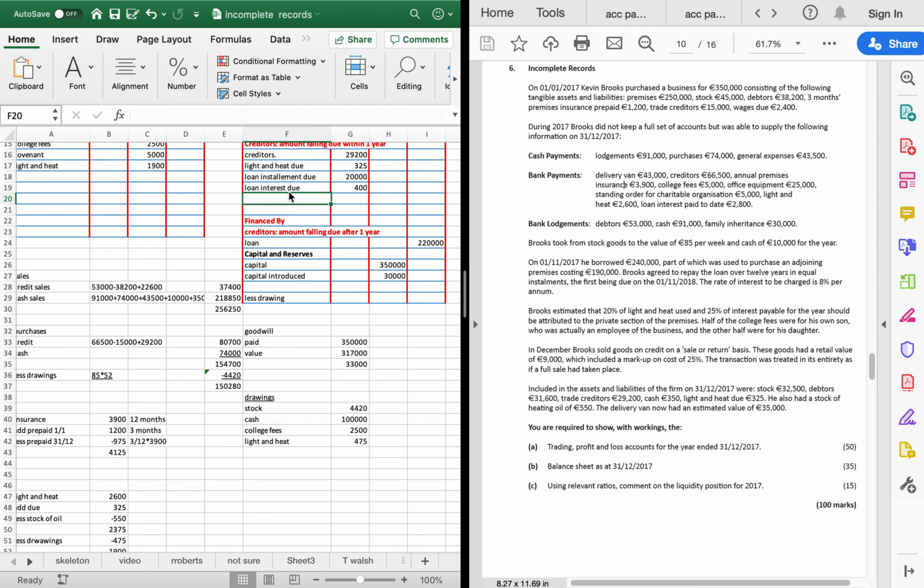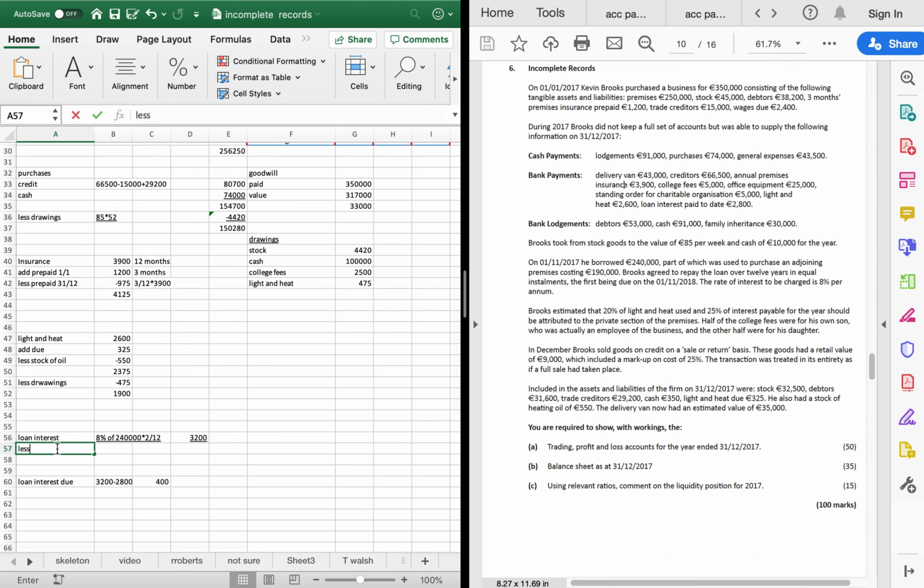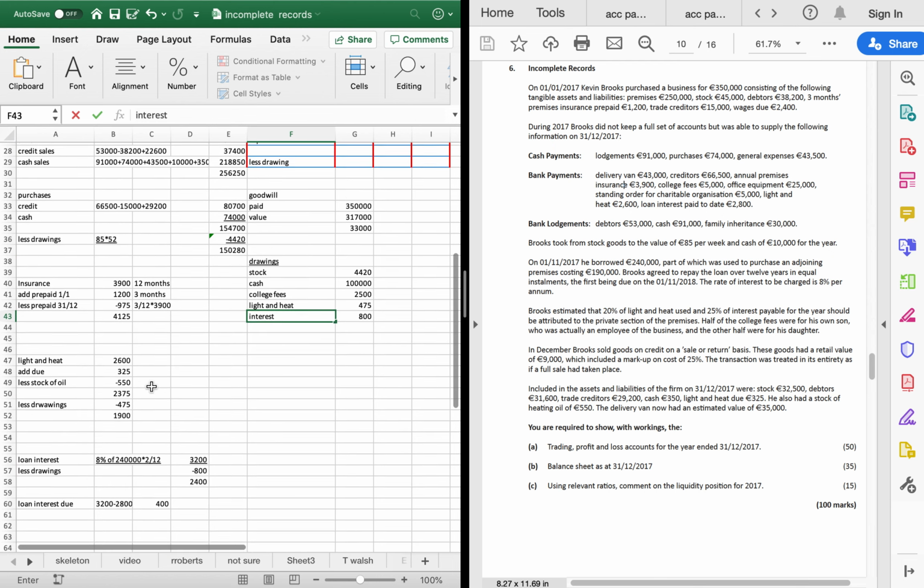Okay, so the drawings then. It tells us that it is 25% of interest payable. So the interest payable is 3,200, and 25% of that is 800. So the loan expense is 2,400. That 800 is your loan interest there. So the 2,400 is your expense. Okay, the 800 goes into your drawings working.